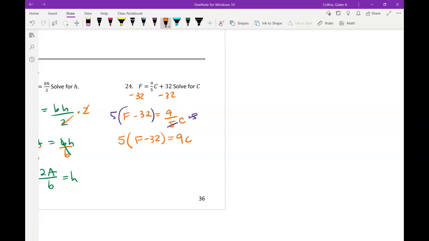You can distribute that 5 if you want. I'm just going to let it hang out there in factored form. And then lastly, I could divide both sides by 9. So Celsius is 5 times our temperature in degrees Fahrenheit minus 32, like that quantity. So we would subtract first, then divide by 9. All right, that's it for the set and the go for this one.